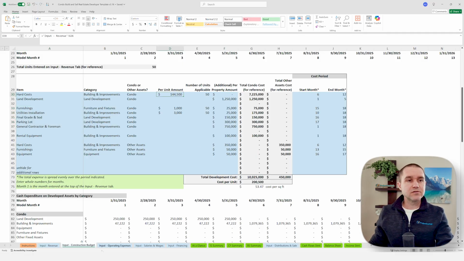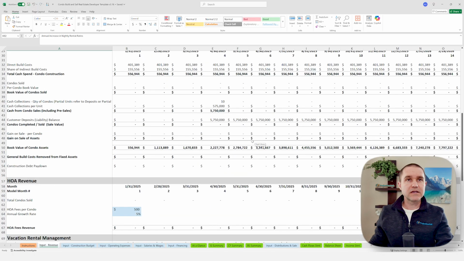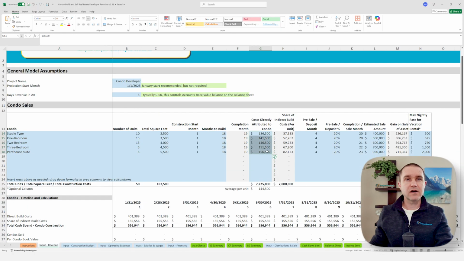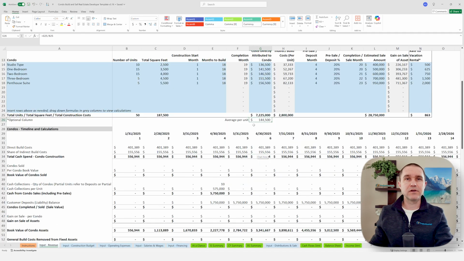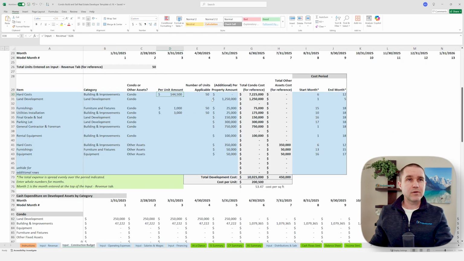And although you have already over here put in the cost directly attributed to the condo, you'll see right here, this average per unit. So what we did here is we just took the total divided by 50, the number of units, to come up with the average per unit cost of $144,500. And we pipe that in over here. So this is referencing that cell, but we need to make sure that this is on this tab as well, because we need to be able to determine the timing of those expenses, of those hard cost expenses.